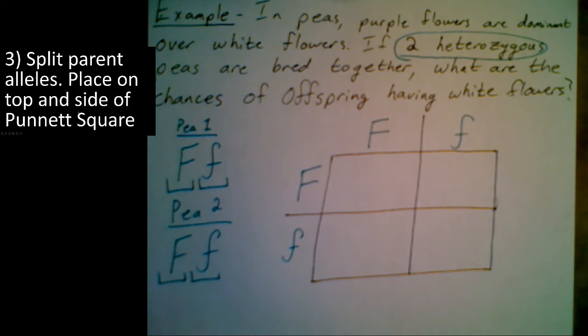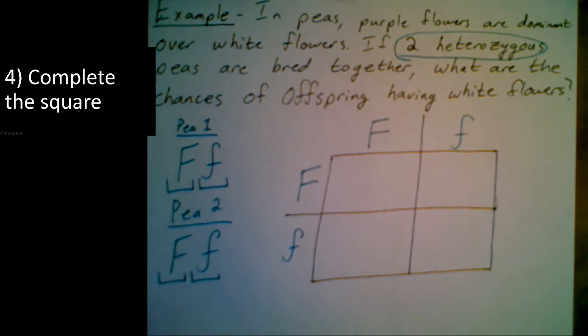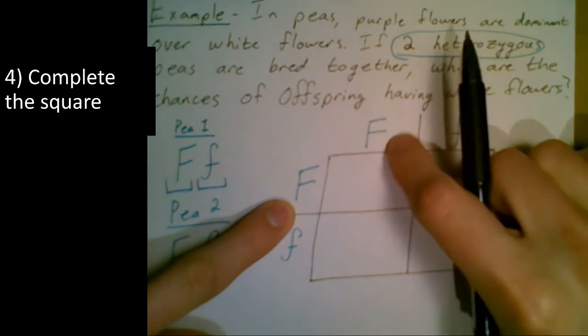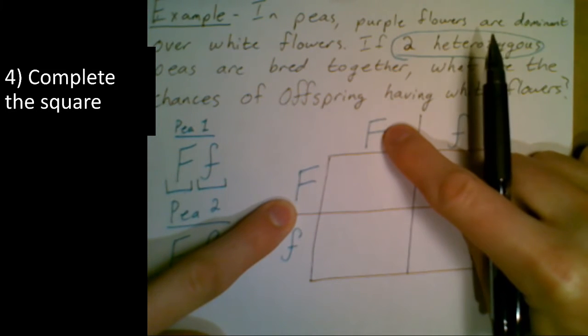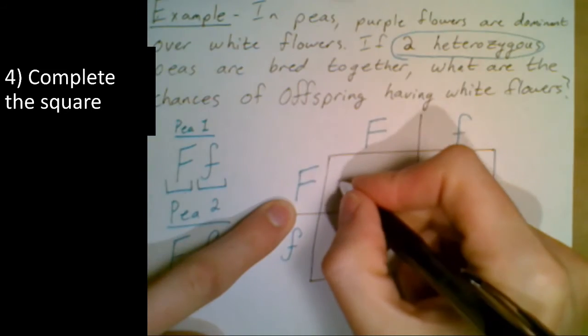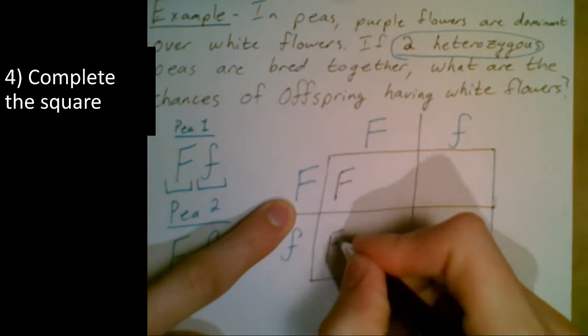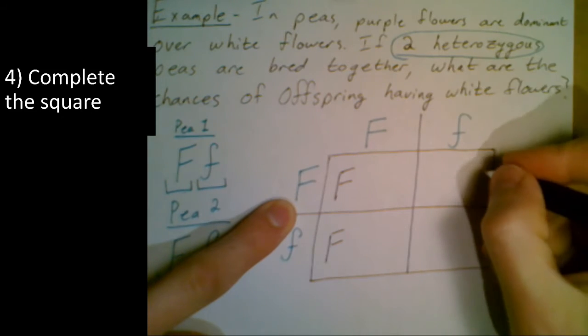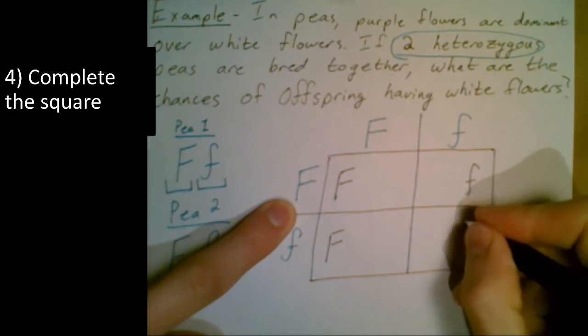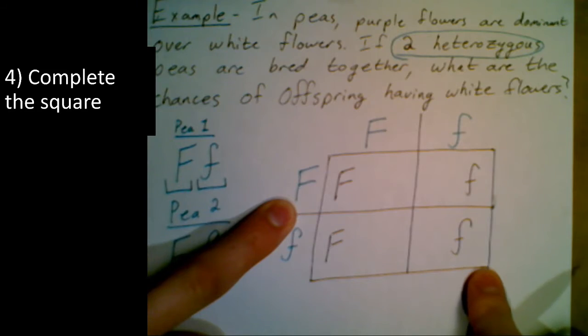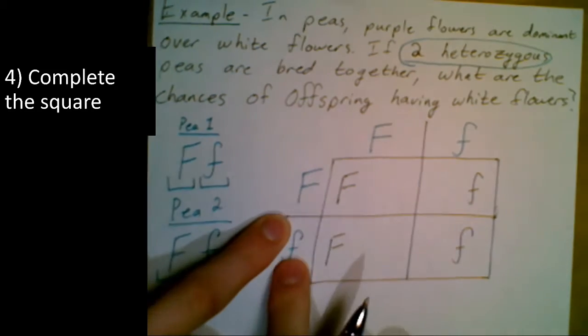So our next step is to complete the square. What we do there is we take the letter from the top and put it in the boxes below. So capital F here, capital F there. Lowercase f comes down into this box, lowercase f into this box. These ones we put across.